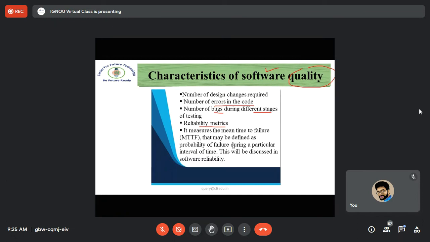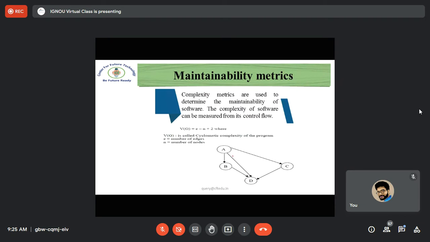Again, there is a value called MTTF, that is mean time to failure, which may be defined as the probability of failure during a particular interval of time before the actual occurrence of the failure, how the system fails. So how much time it takes. This parameter will also be discussed in the reliability part, which we are going to discuss in the next unit. Another important aspect is maintainability metrics.